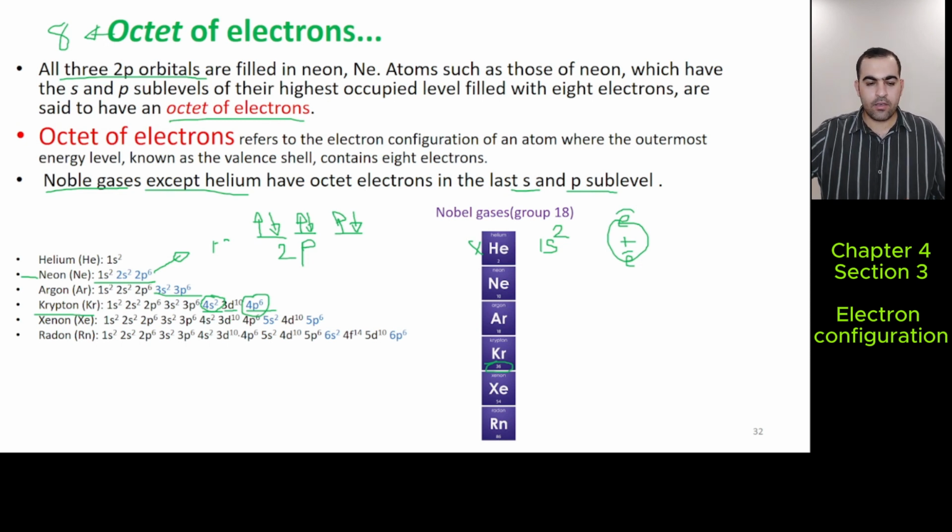Xenon and radon also contain what? Their last s and p subshells are filled, they have 8 electrons in the last shell, except helium. Okay.